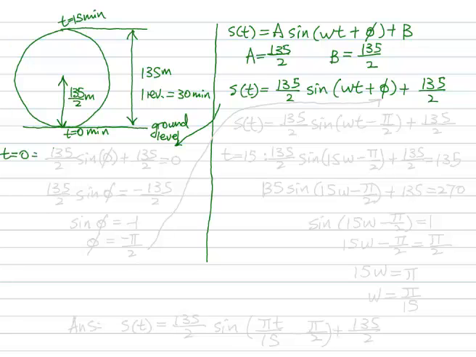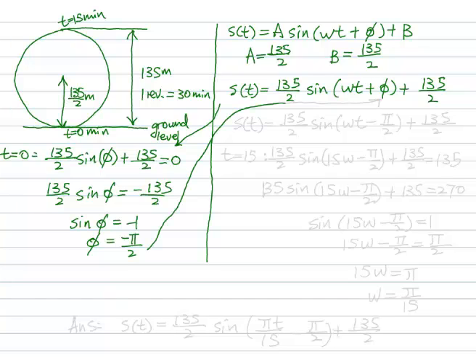We substitute when t equals 0 in there, that's at the ground level. Then the y value should be 0 at this point. So we have 135 over 2 times sine of phi plus 135 over 2 equals 0. We subtract 135 over 2 on both sides and divide both sides by 135 over 2 to get sine of phi equals negative 1. Then phi equals negative pi over 2.